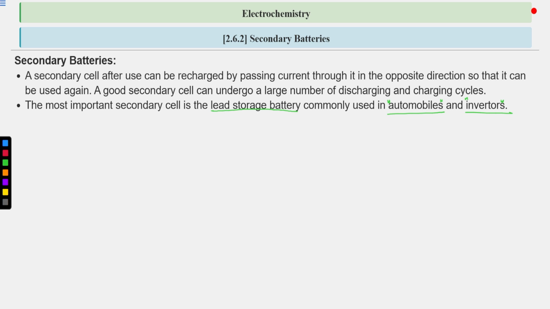So that's why the lead storage battery, which is a type of secondary battery, is commonly used in inverters and automobiles.